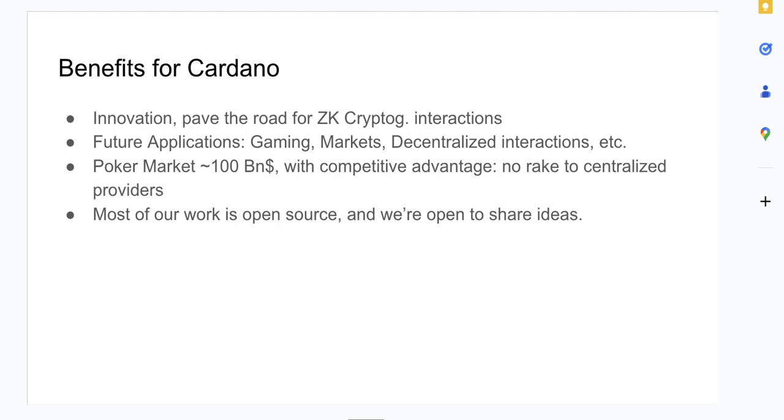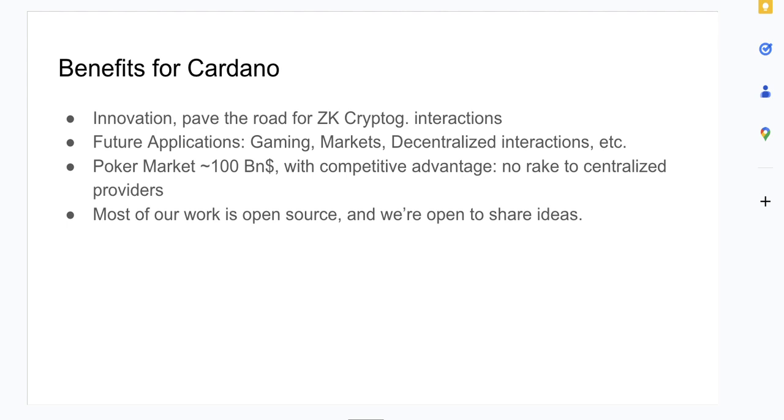The benefits for Cardano, we think, are big, important. We will bring innovation and pave the road for any form of cryptographic application that needs interaction between parties. Future applications can be in gaming, in markets, in decentralized governance, anything that really needs some interaction and transactions on chain.